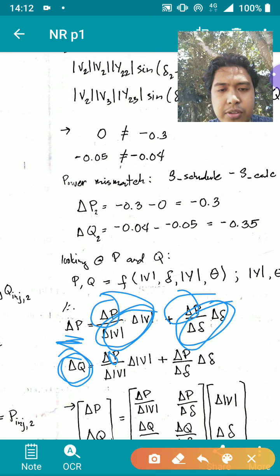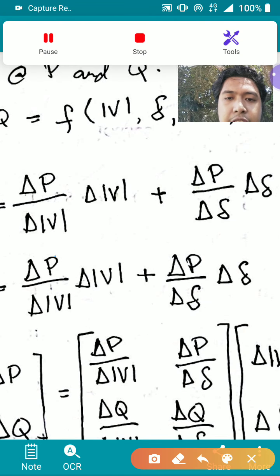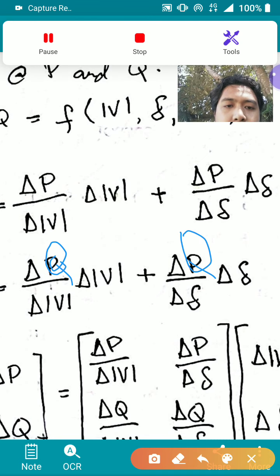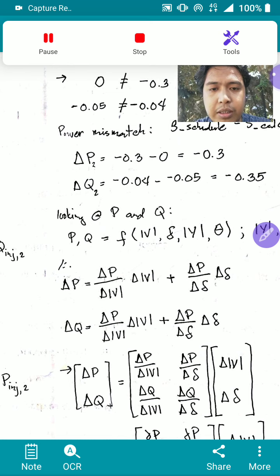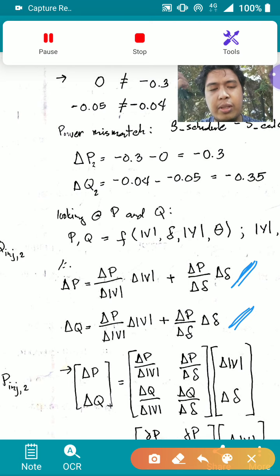Oops, sorry, I have so much to correct here. So this is delta Q and this is delta Q. Okay, so I think these equations will look familiar to you considering you have finished ES21.